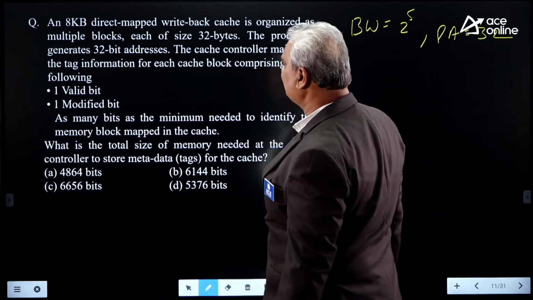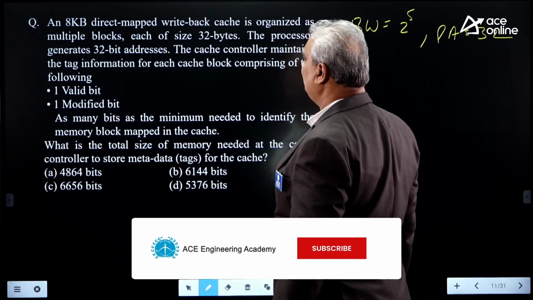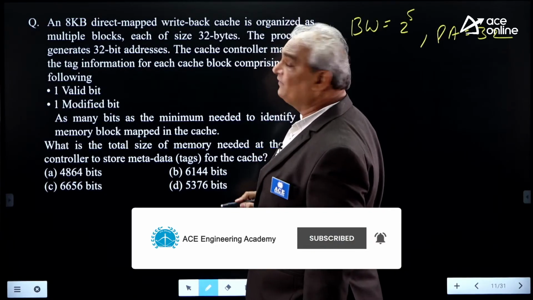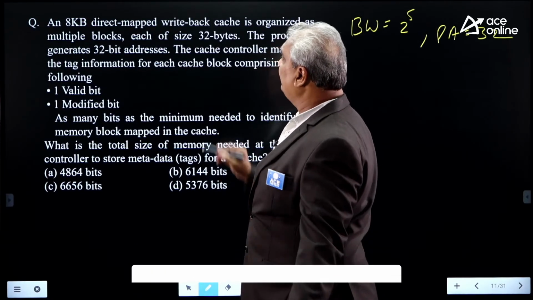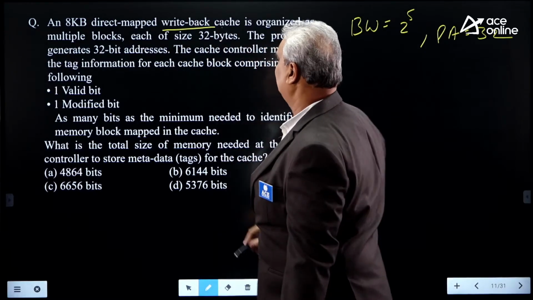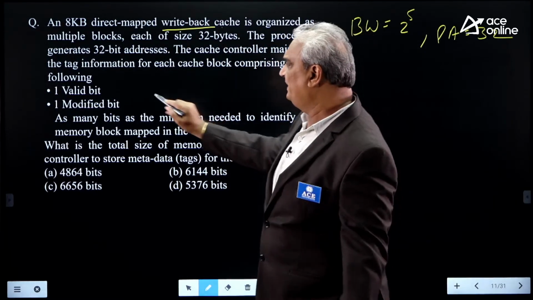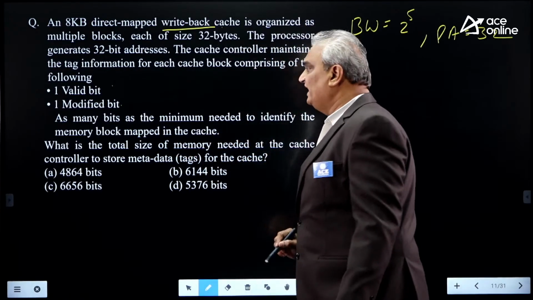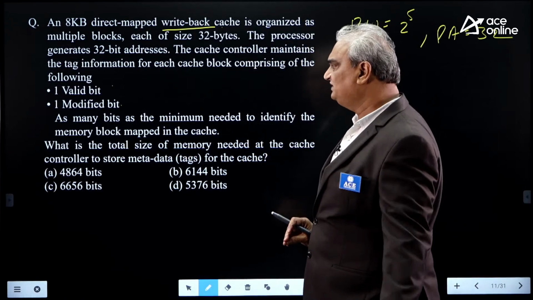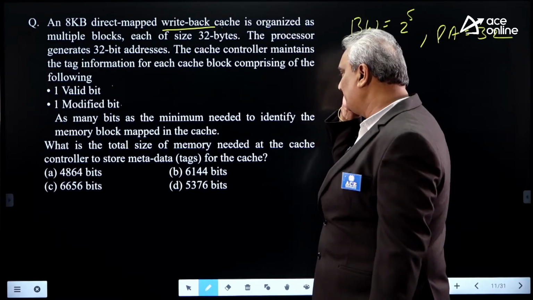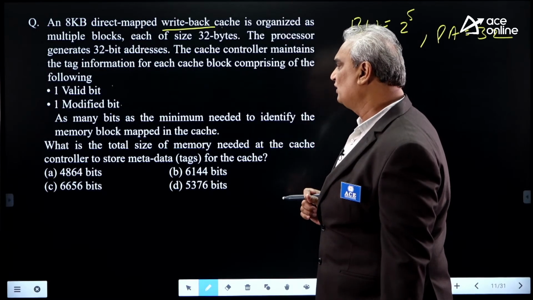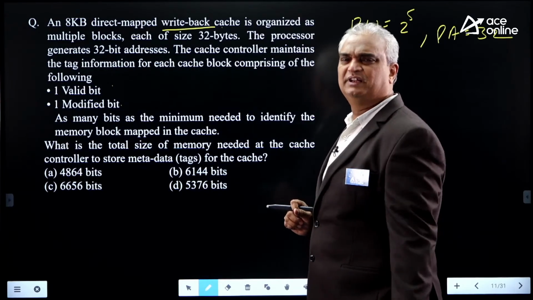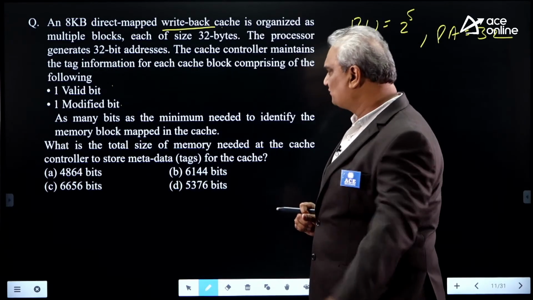Next, the cache controller maintains tag information for each cache block. Next, which type of writing technique does it use? Write back. That's why he mentioned valid bit, modified bit. As many bits as the minimum needed to identify the memory block mapped in the cache. What is the total size of memory needed at the cache controller to store metadata, means tags, for the cache? He asked the total size of tag.